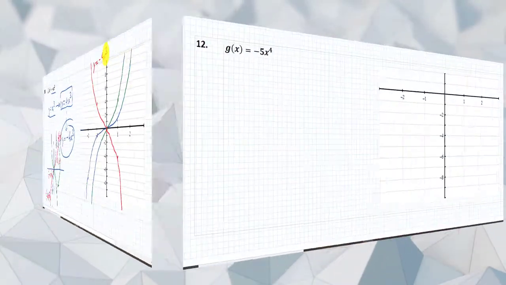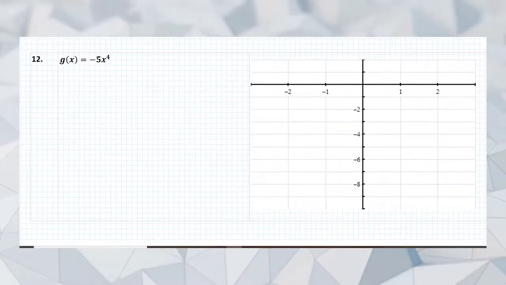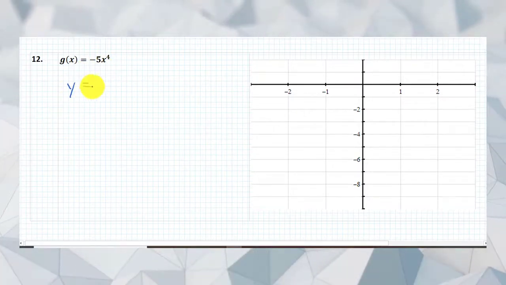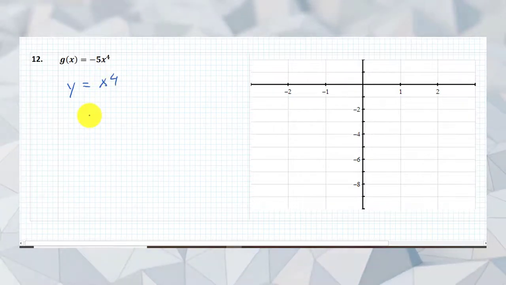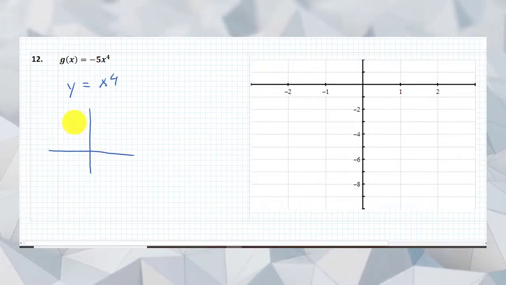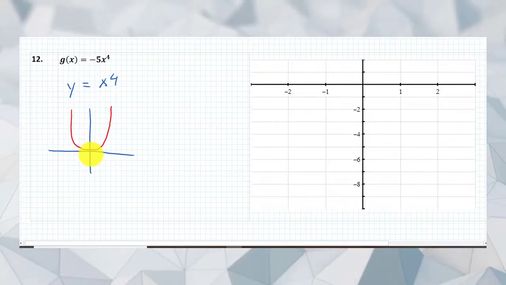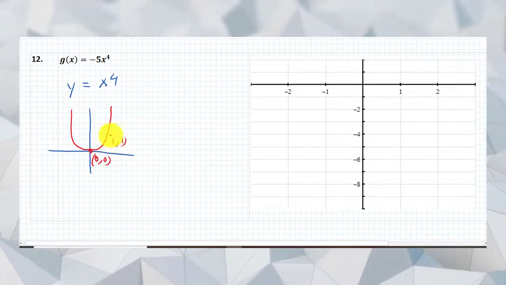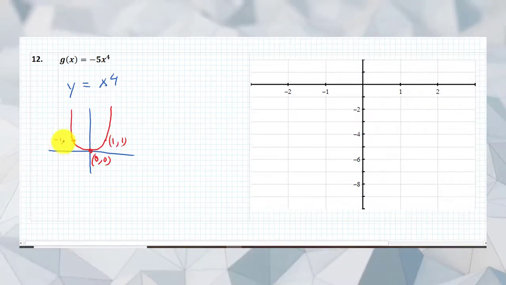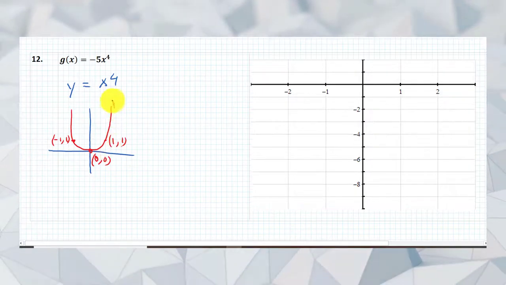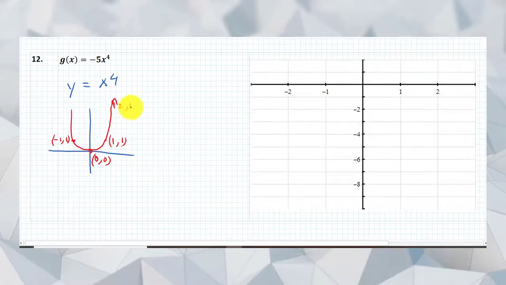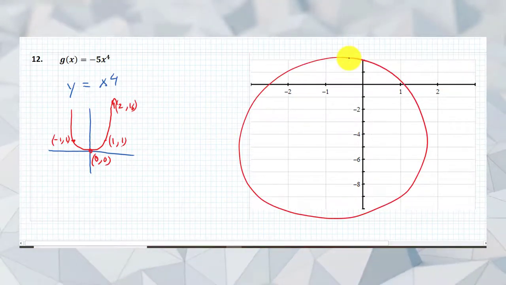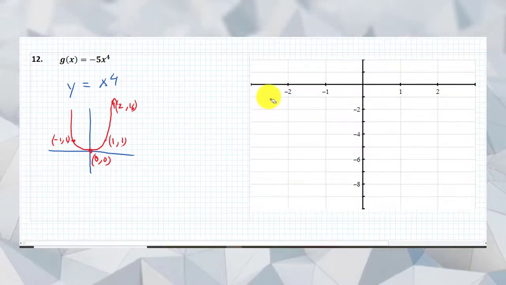All right, next one. Okay, let's go over example number 12. How can I graph g of x equals negative 5x to the 4th? Now, if I look at graph transformation, I know I'm going to start with x to the 4th. We know what this one looks like. It's a U-shaped graph, pretty steep. Remember the points? 0, 0, right? 1 to the 4th is 1. Right here, 1, 1. Negative 1 to the 4th is 1. And then 2 to the 4th is pretty high, right? 2 to the 4th is 16. As you can see on this window, I don't have room to plot 16, so I'm not going to show this point right here.